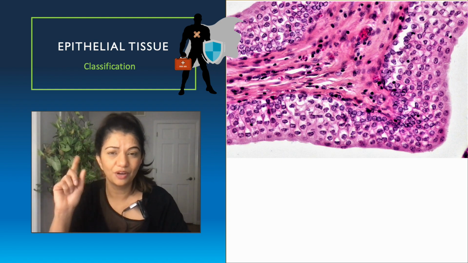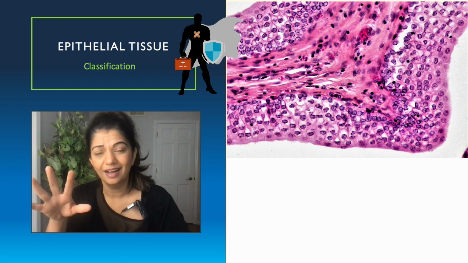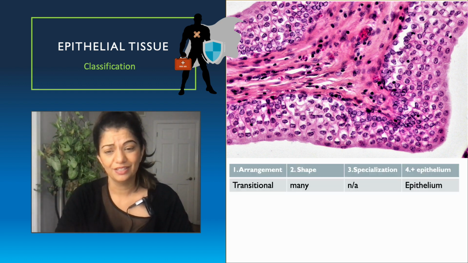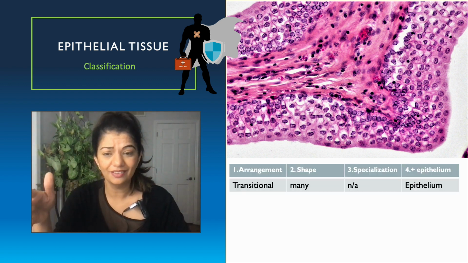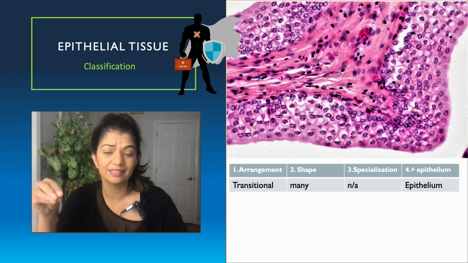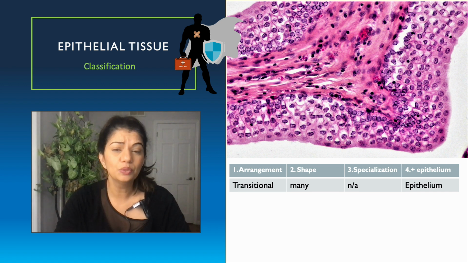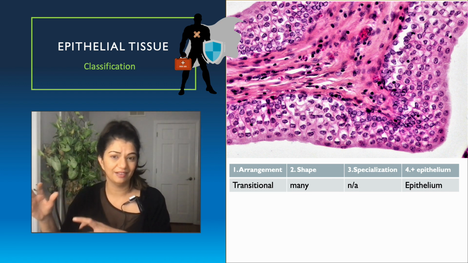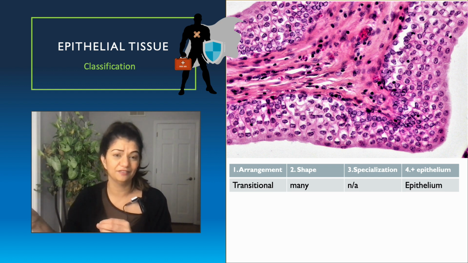Oh, I forgot. I've got one more slide in here to show the histology of transitional epithelium. As you can see on the slide, the shapes aren't very defined, or they look like several different shapes, right? This is called transitional epithelium because there are many shapes and there's no specialization here. And they call this because there's this gradual change in the shapes of the apical cells, as in the bladder. And a change occurs as the bladder fills with urine.